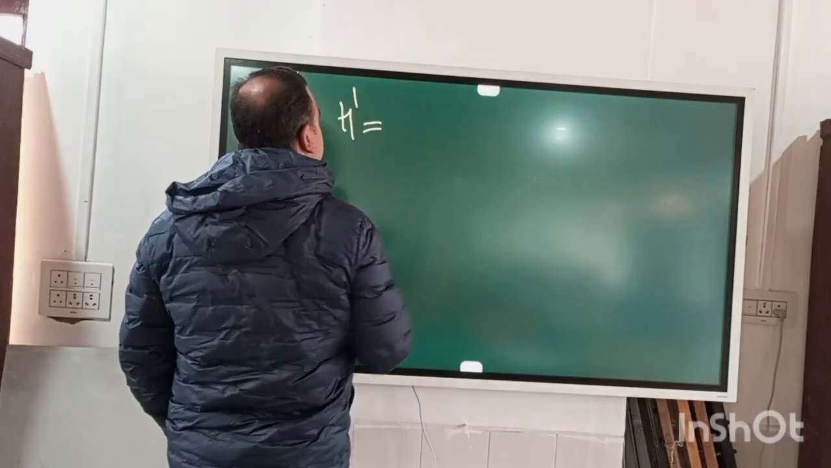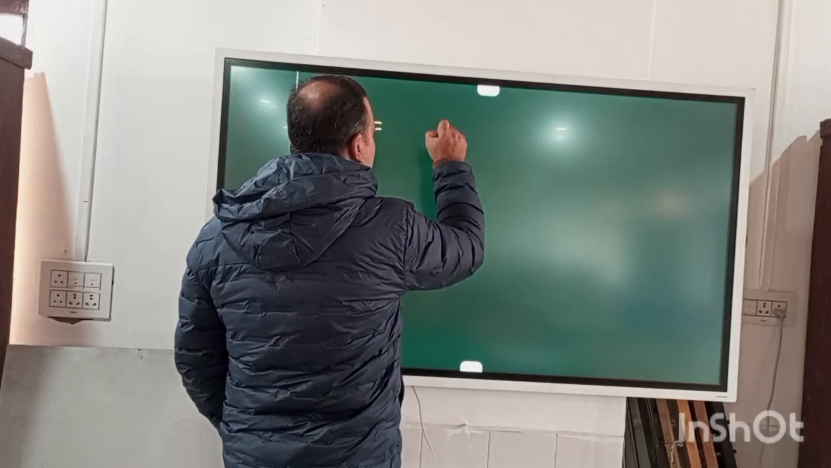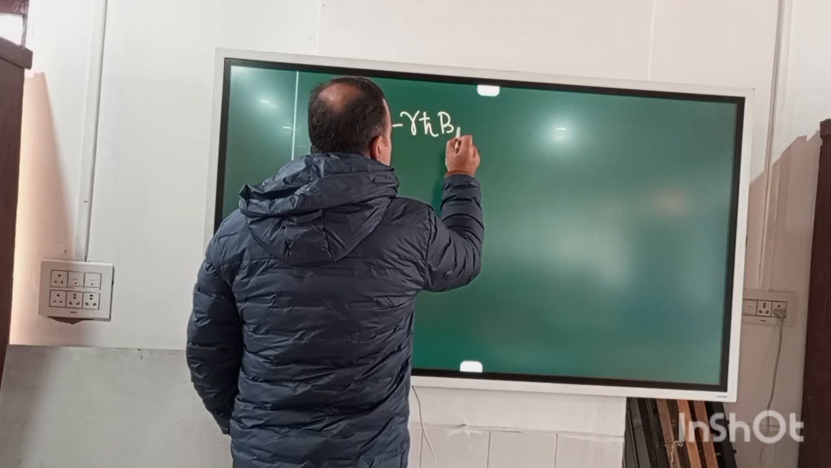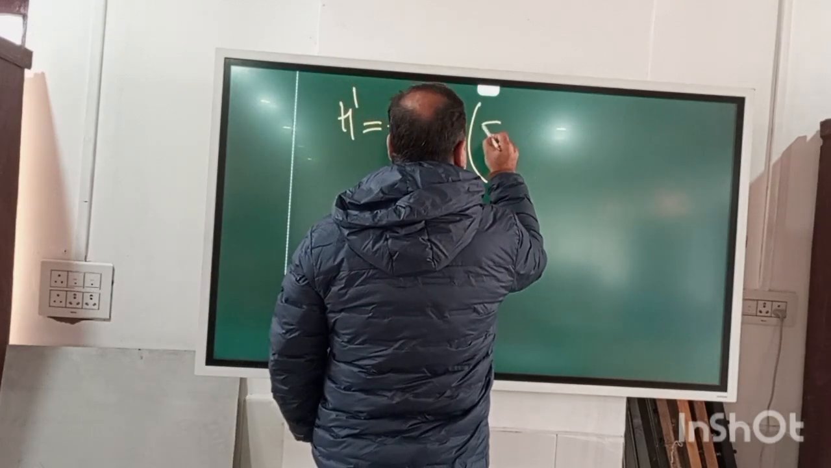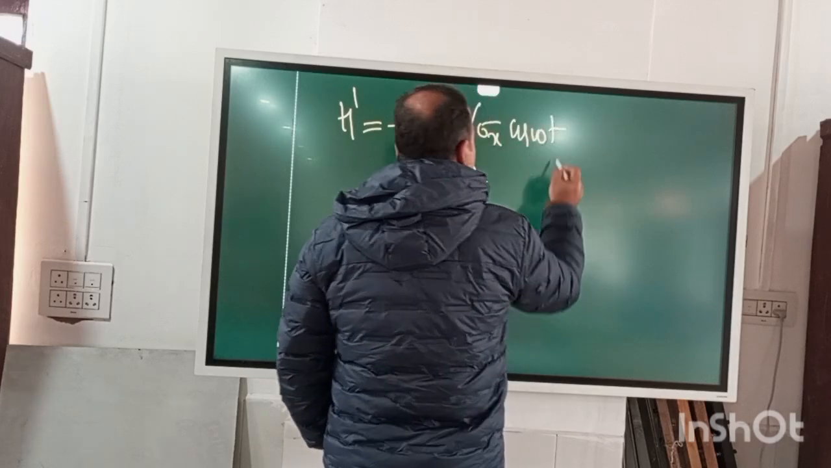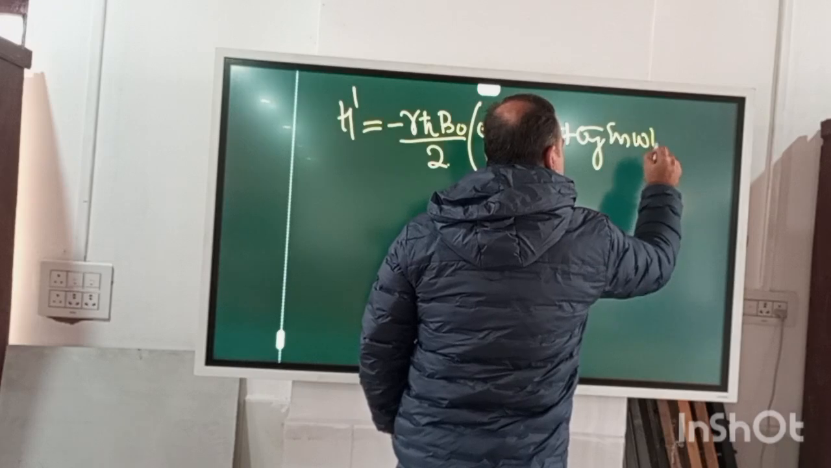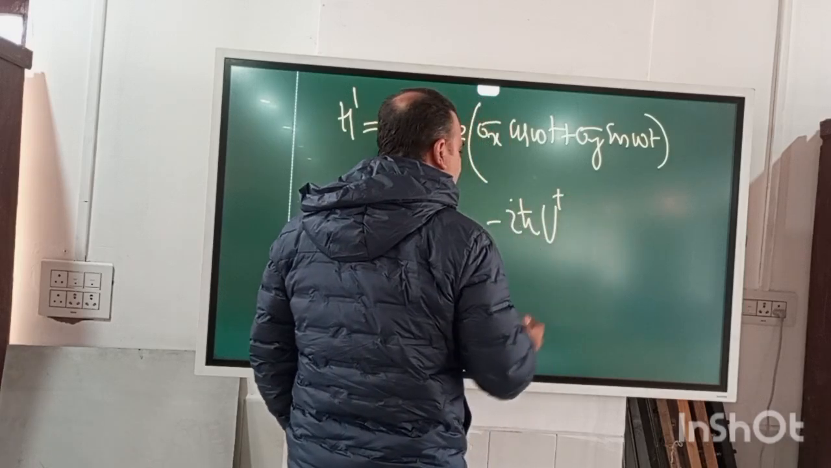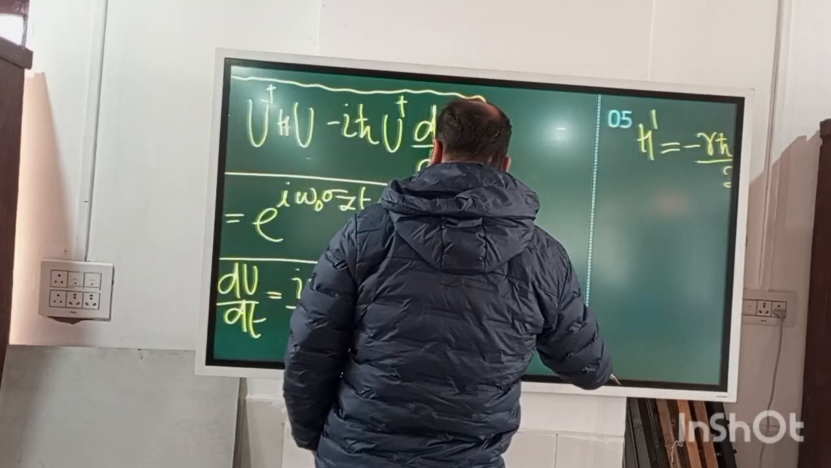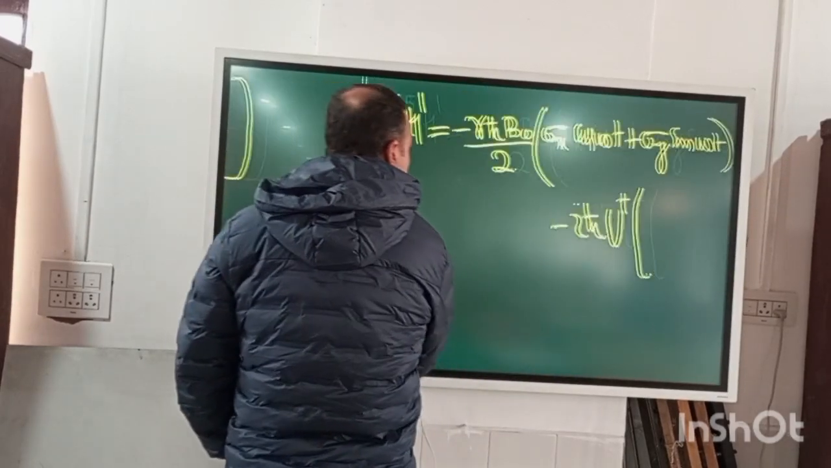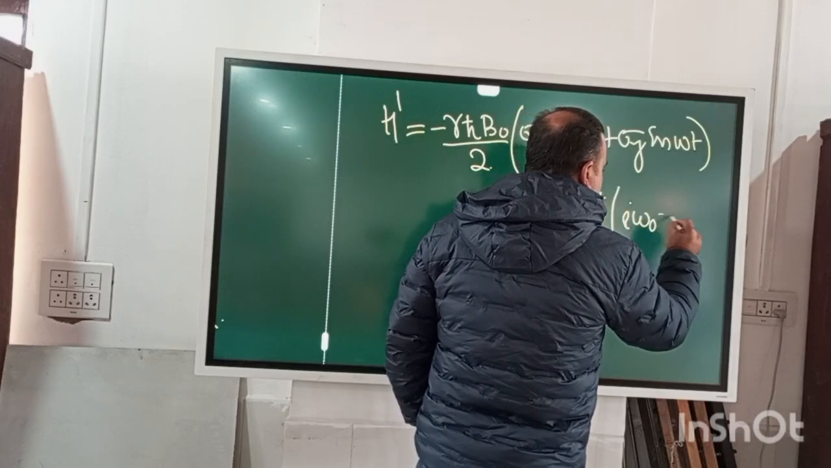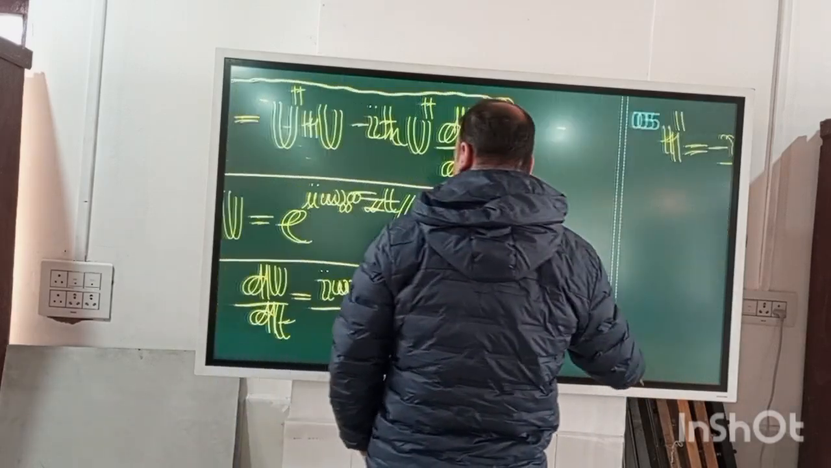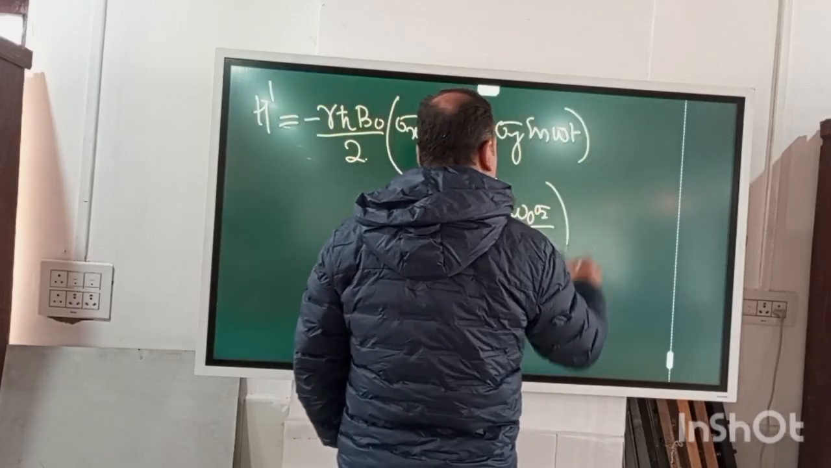I'll obtain H dash as U dagger H U. I have already calculated what that is. That's minus gamma h bar B naught by 2 times sigma x cos omega t plus sigma y sin omega t. Then I will have minus i h bar U dagger times, what's that? That is i omega naught sigma z by 2, and you will have your U again.